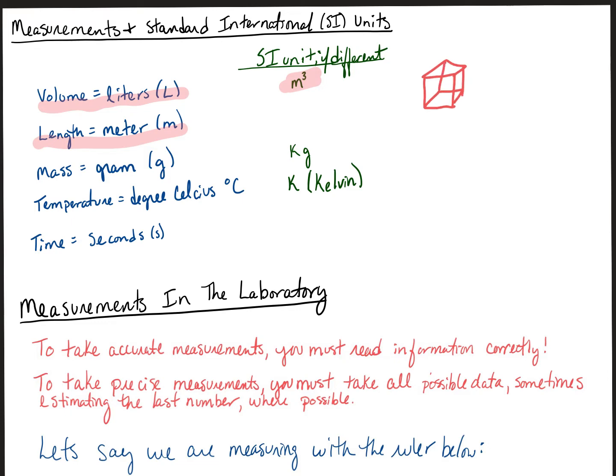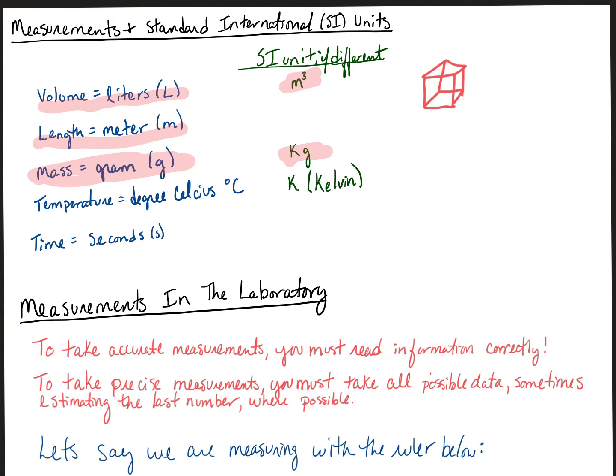Okay, next we have mass, and mass is in grams. So in the SI unit, though, this is in kilograms, and in a future video we'll talk about what that K in front of grams means, but essentially means there's 1,000 grams in 1 kilogram.